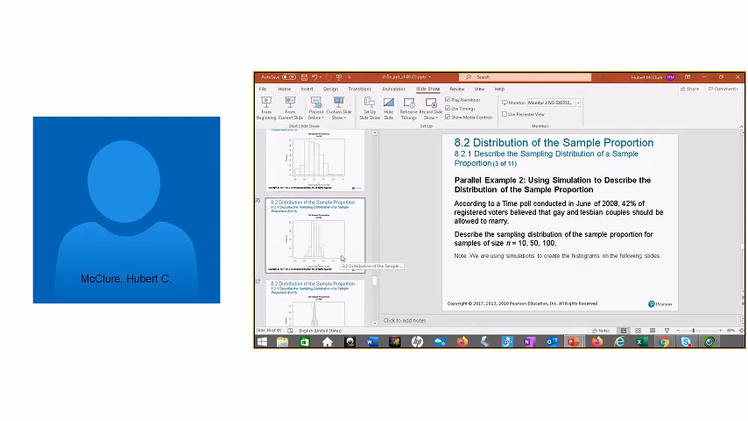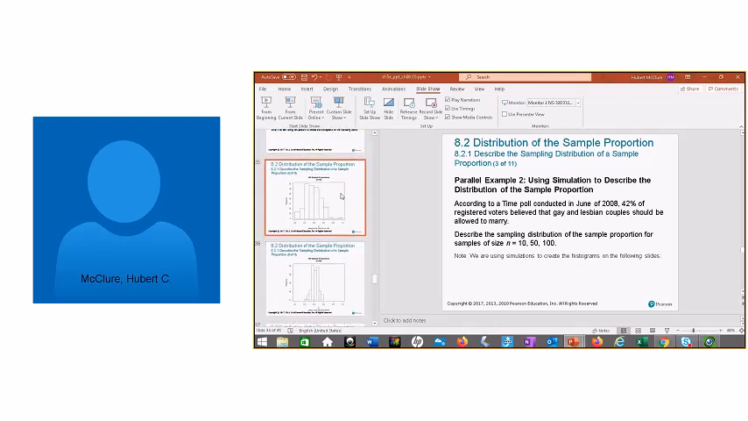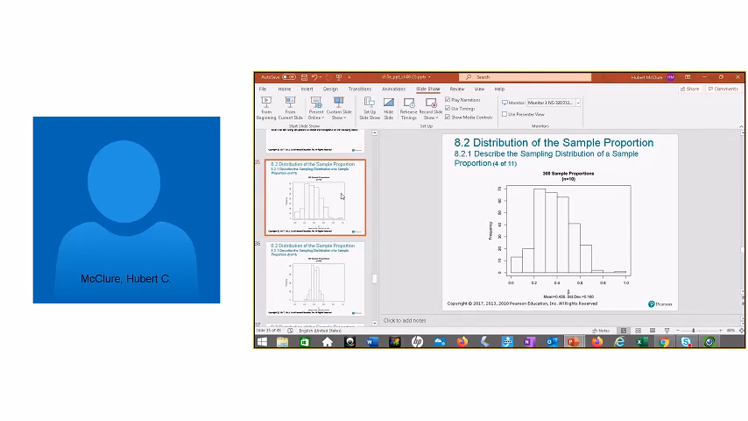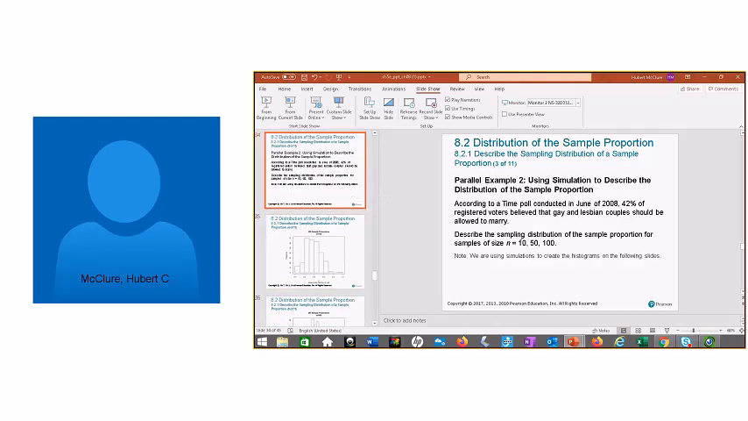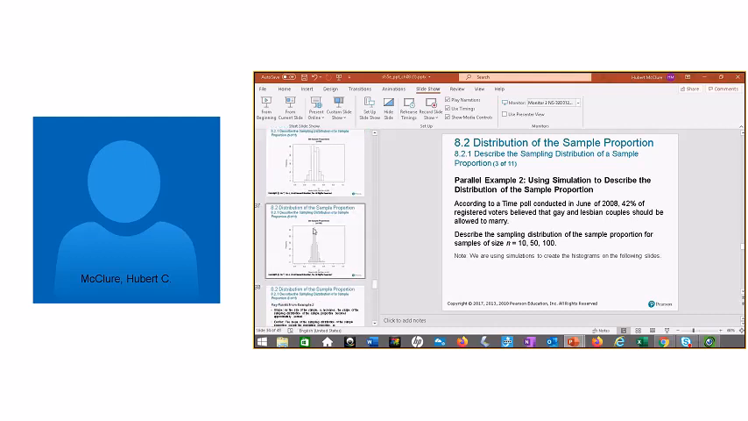Okay, they're doing sample sizes, and they're doing mean and standard deviation. They're using simulations. I'm not going to do that.